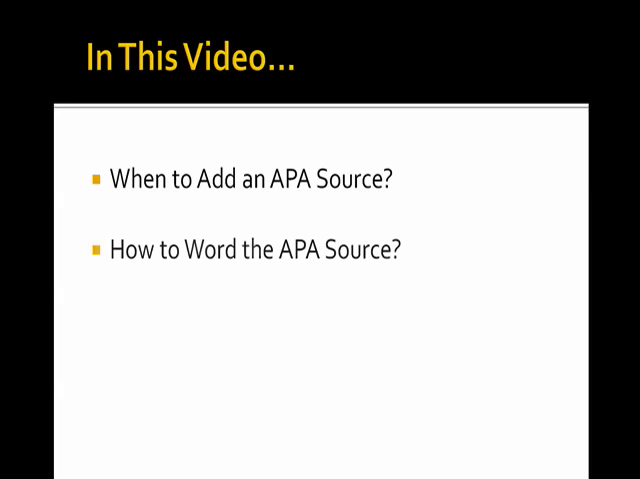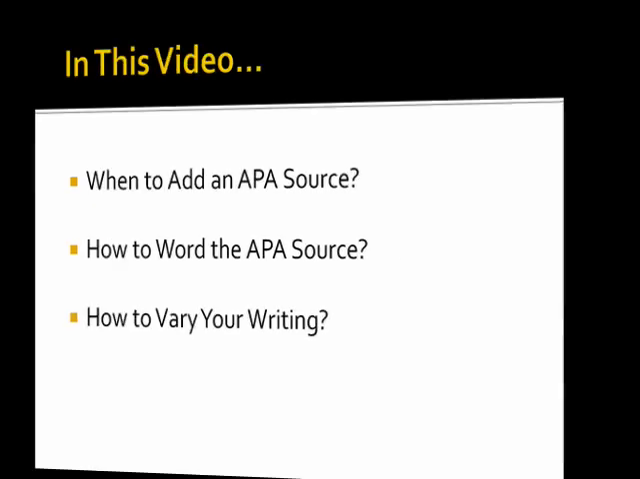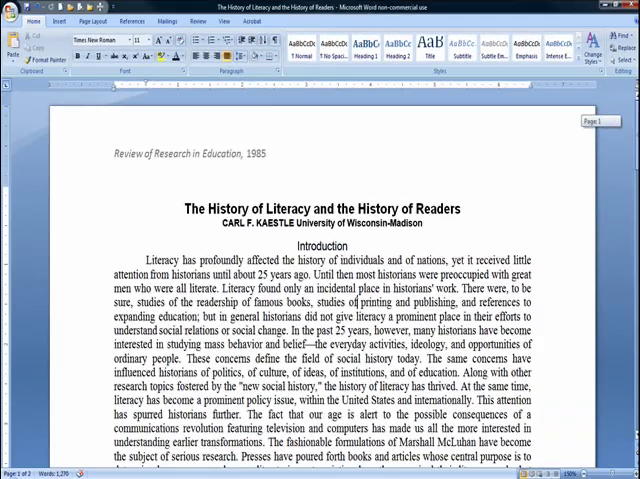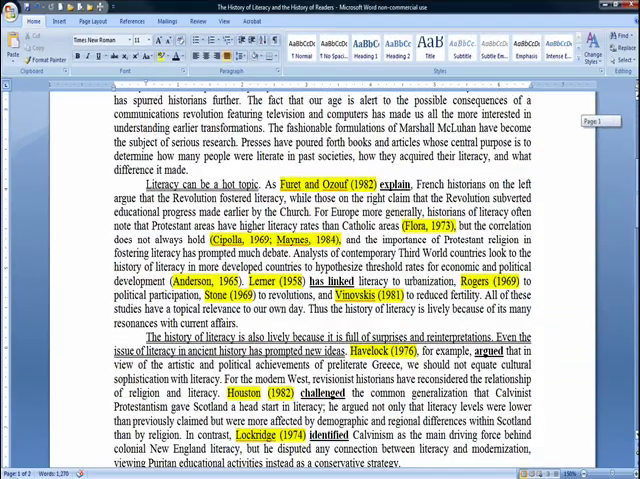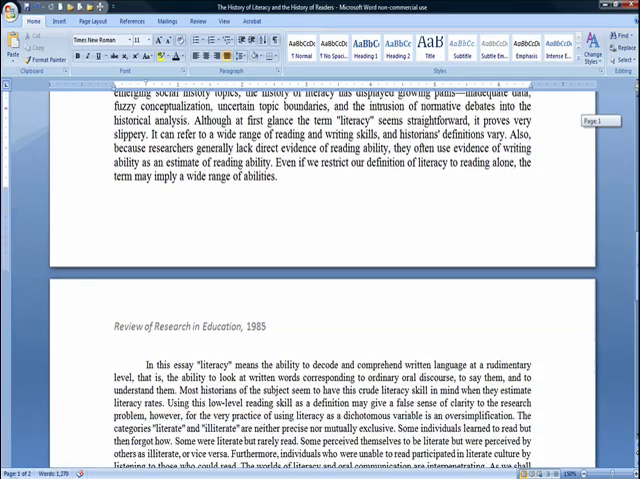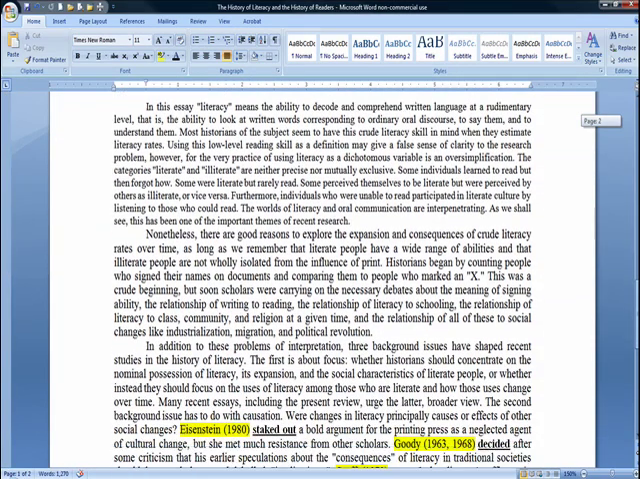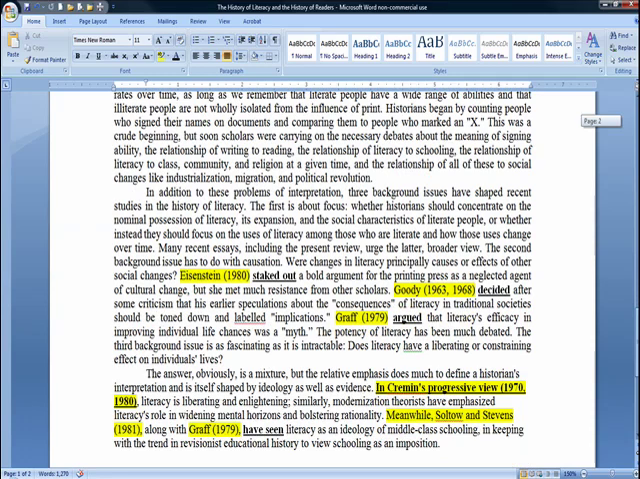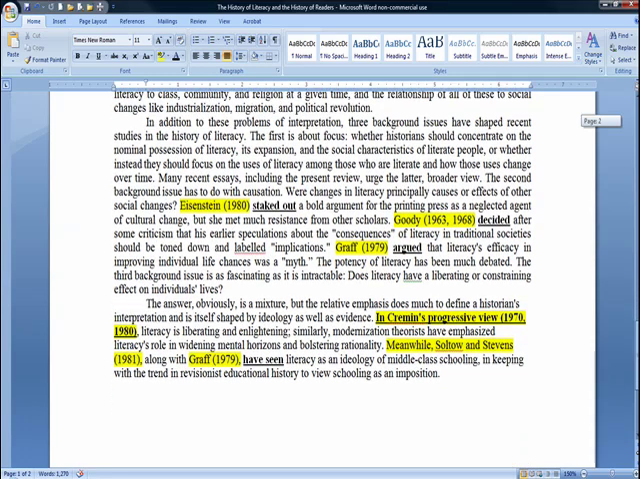In this video, you'll learn when to add an APA source, how to word the APA source, and how to vary your writing. In this article, all the sources have been highlighted in yellow. The first thing that you should notice is that not every paragraph has to have a reference. Moreover, some paragraphs will have more than others.